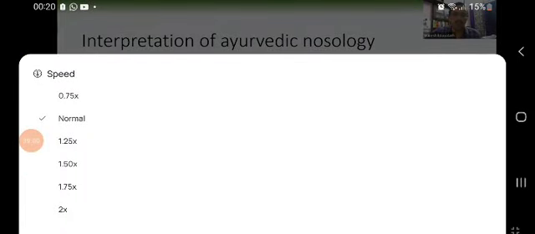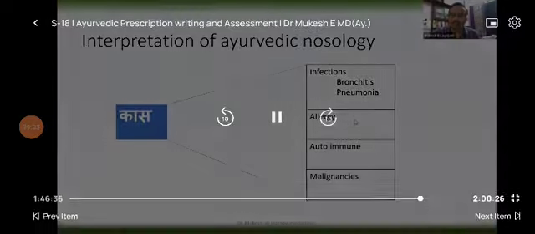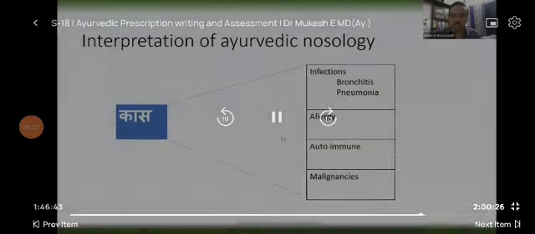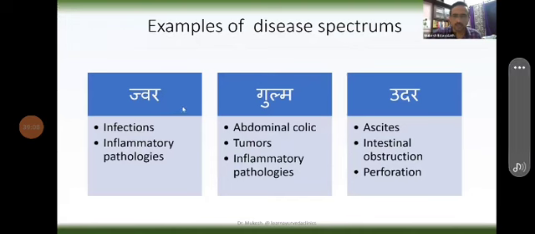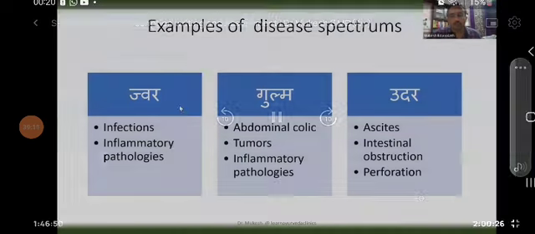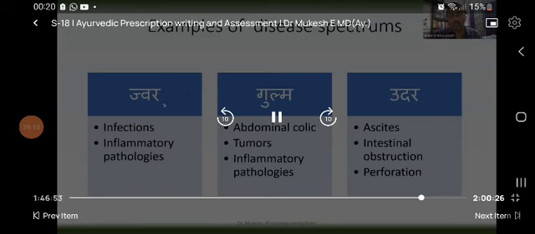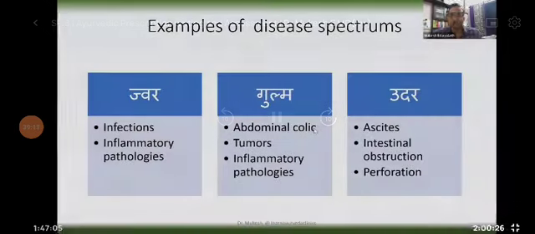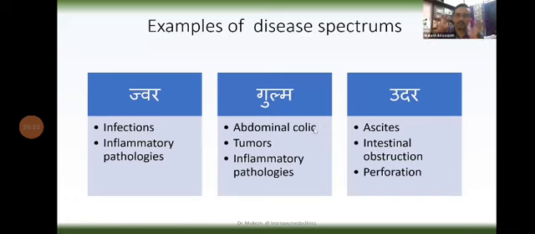It's not like that. It always depends upon, at the time of the presentation, what is the dosha presence, which is the predominant symptom. If it is Kasa, then you diagnose it under the Kasa spectrum, then you start treating based on the dosha. Take Jwara: a lot of infections, inflammatory pathology, all of them can present with Jwara as a predominant manifestation. So Jwara is a big spectrum that includes a lot of modern diseases. Gulma is another spectrum where an abdominal colic or tumor or even inflammatory pathologies will come under the spectrum of Gulma. So Ayurvedic diseases are big spectrums, and a lot of modern diagnoses will fall under them.